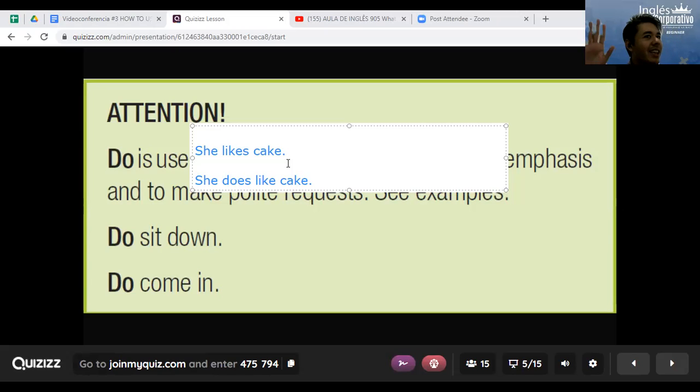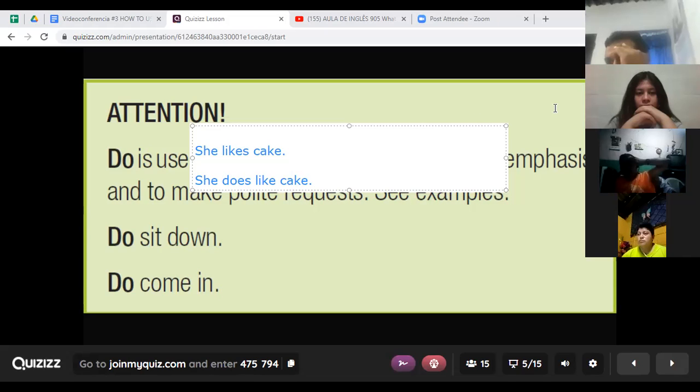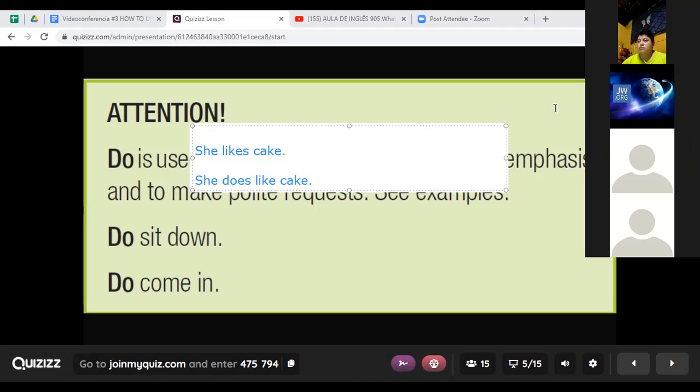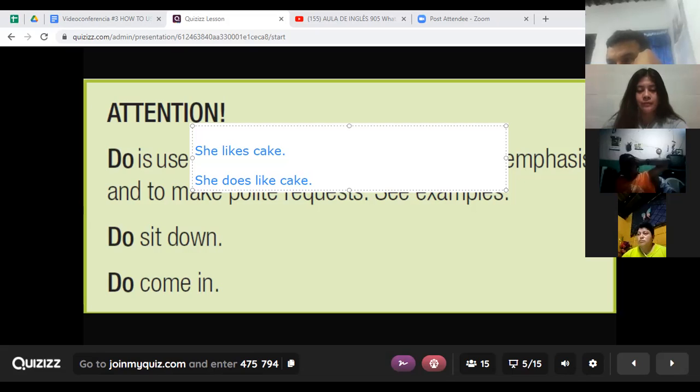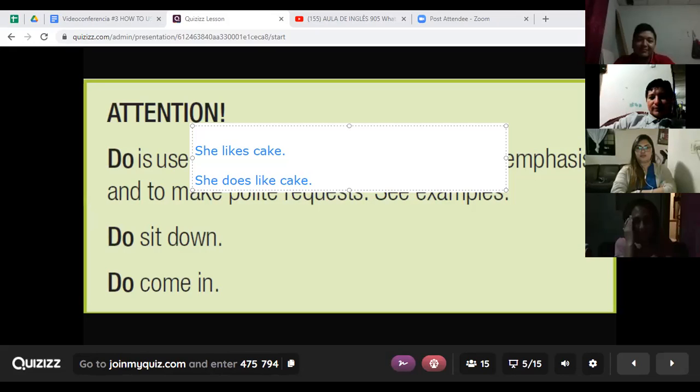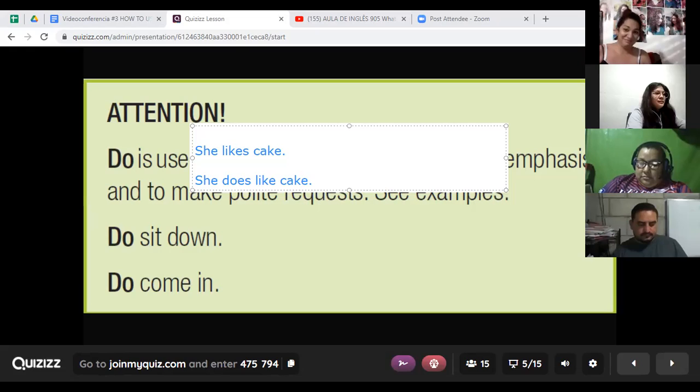Tal vez escuché que alguien dijo que de pronto a Elizabeth no le gusta el pastel. Escuché que dijeron por ahí que a Elizabeth no le gustaba el pastel. Elizabeth, do you like cake? No, I don't. Oh my God, entonces escuché bien. No, mentira. All right. Qué mal es. You don't like sweet things. No. Only chocolate. Only soda. But pastry, pan dulce, no. No. Dichosa usted.